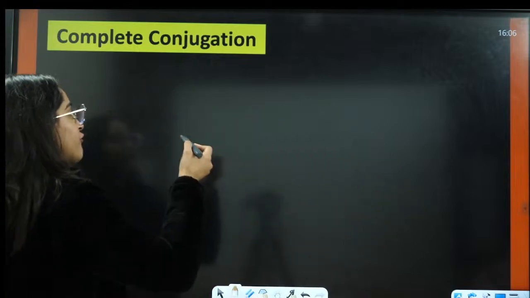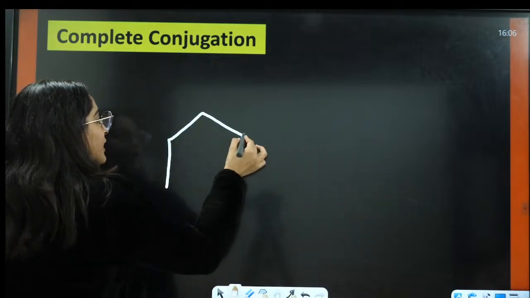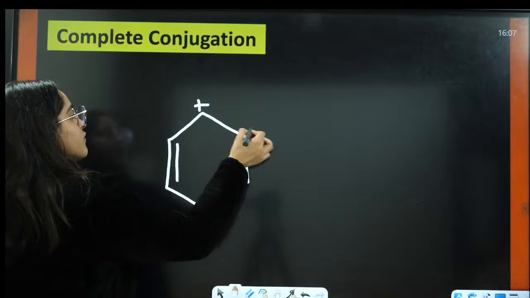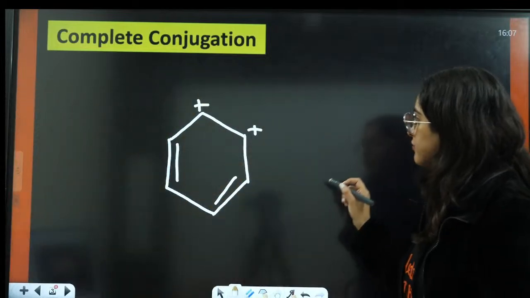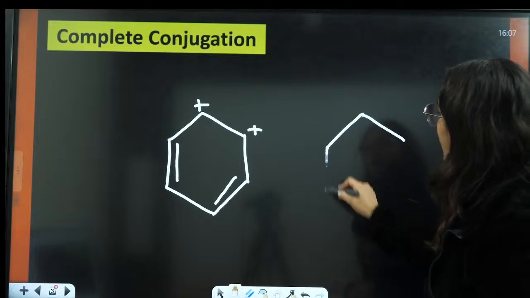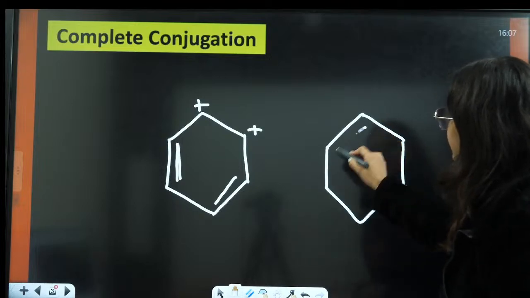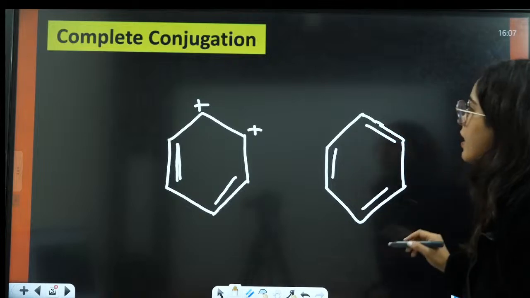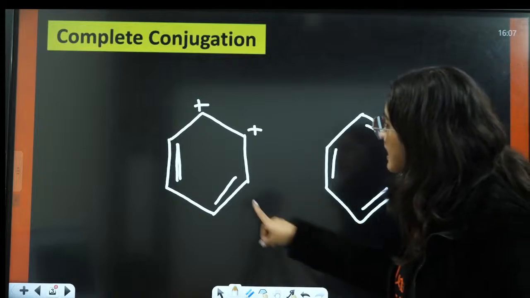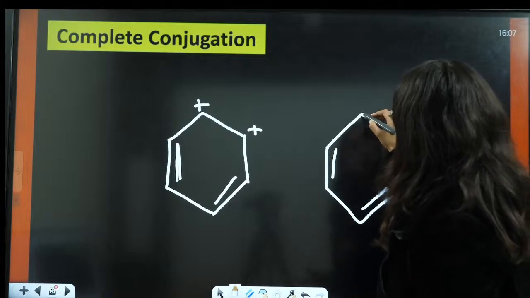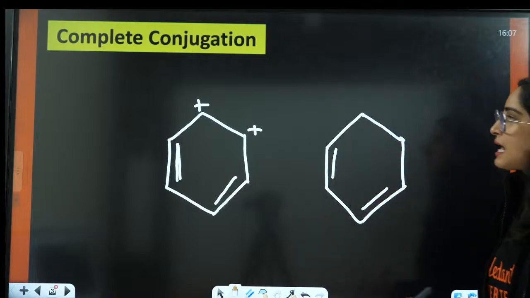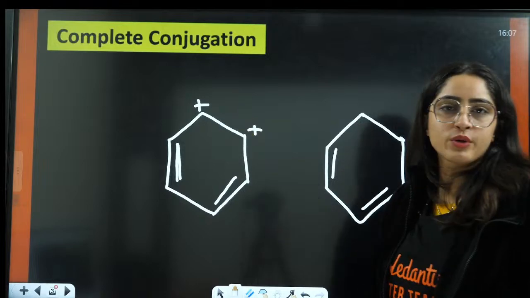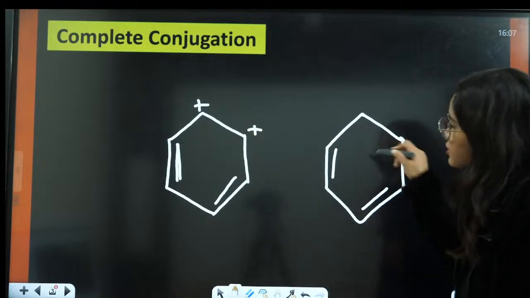So guys, see, if I am taking these two examples, in one compound you have these two double bonds and this is positive, and in the other compound you have this bond and this bond. In this compound, you have a complete conjugation. There is complete conjugation in this compound. But in this compound, there is no complete conjugation.